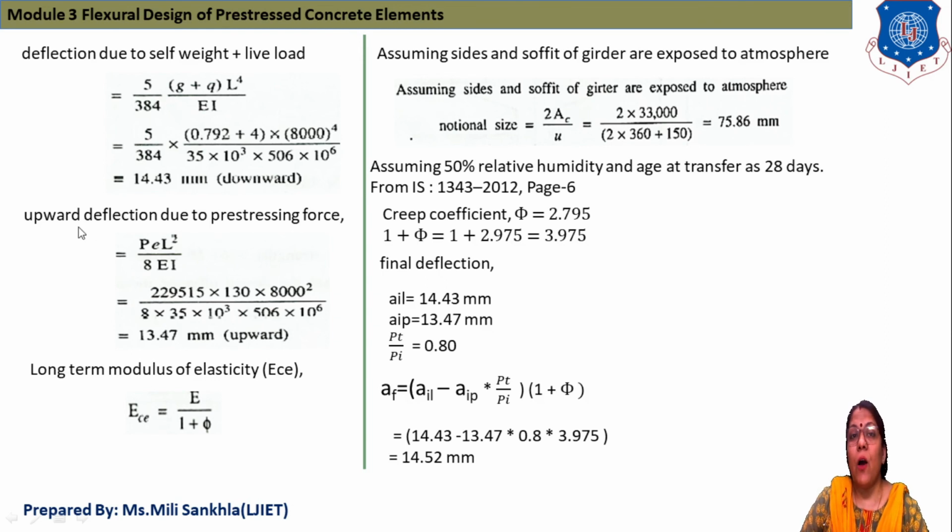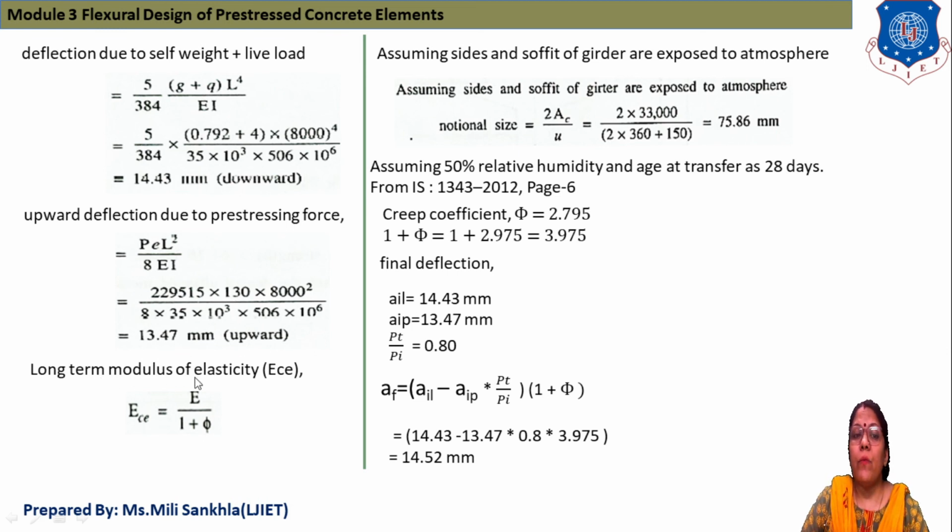Okay. Now upward deflection is due to pre-stressing force, and that is PEL square divided by 8 EI. P is equal to 2,29,515, eccentricity E we find 130, L is equal to span 8000 mm square, 8, then E 35 into 10 raised to cube, I 506 into 10 raised to 6. So this deflection is in the upward direction, 13.47.